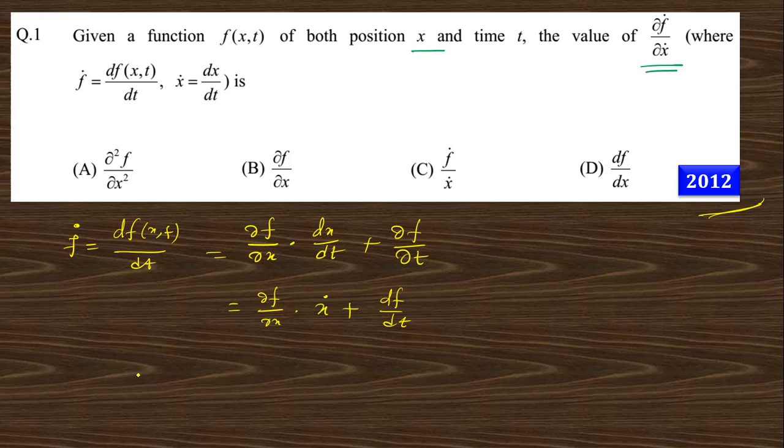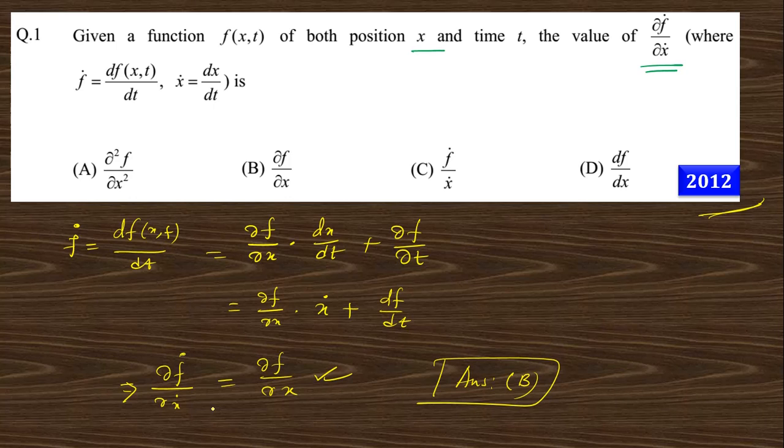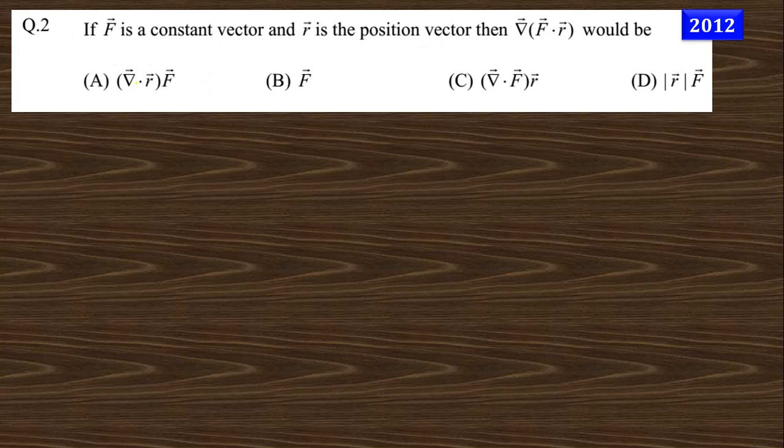So if we take the partial derivative with respect to x dot, this will become del f del x and this will be 0. So this is the answer. Option number B is the correct answer of this question. Go to the next one.